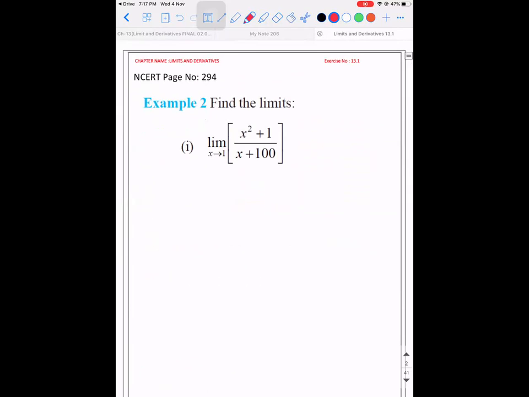Limit x tends to 1 of x square plus 1 by x plus 100. Directly substitute it. 1 plus 1 divided by 1 plus 100. It is 2 by 101.